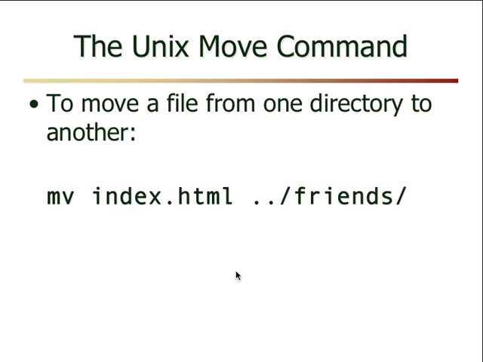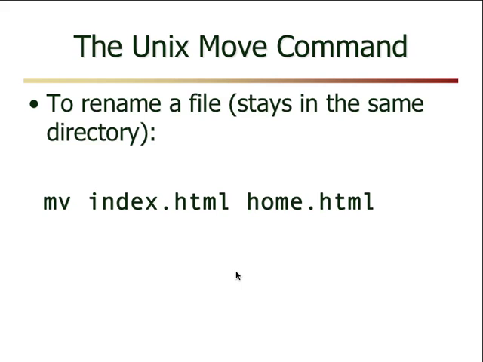So to move a file from one directory to another, we would say mv space index.html, and we're moving it to friends, and it's going to keep the same file name. It's still going to be called index.html. But we're moving it up to the parent because we're going dot dot, go up to the parent and put it in friends instead.